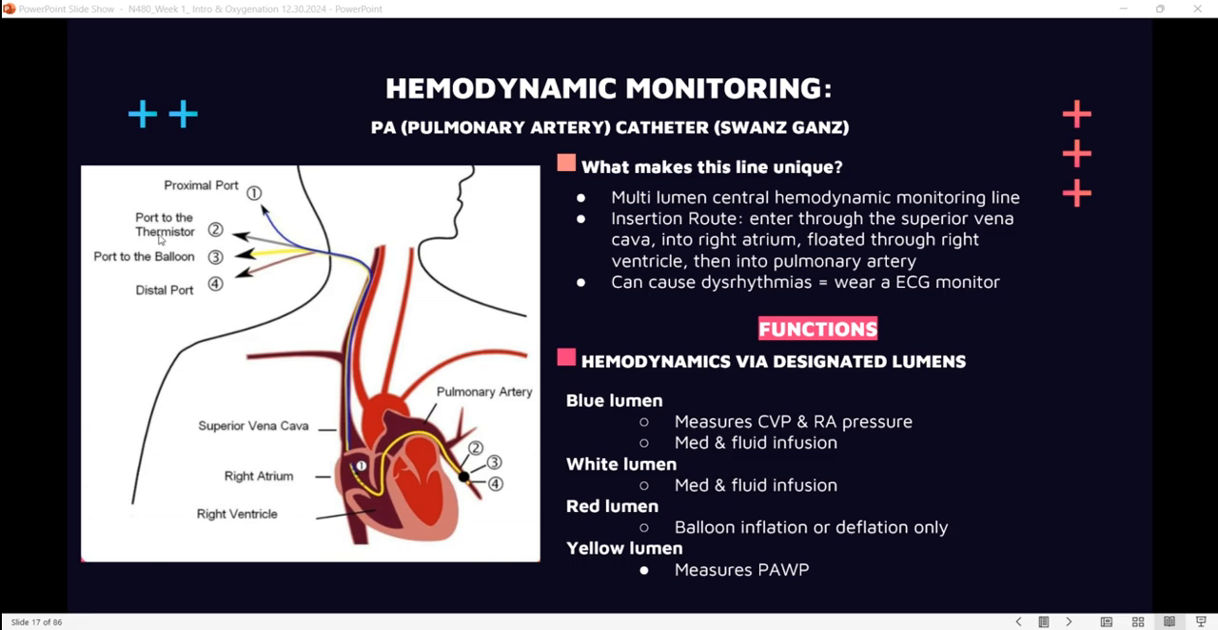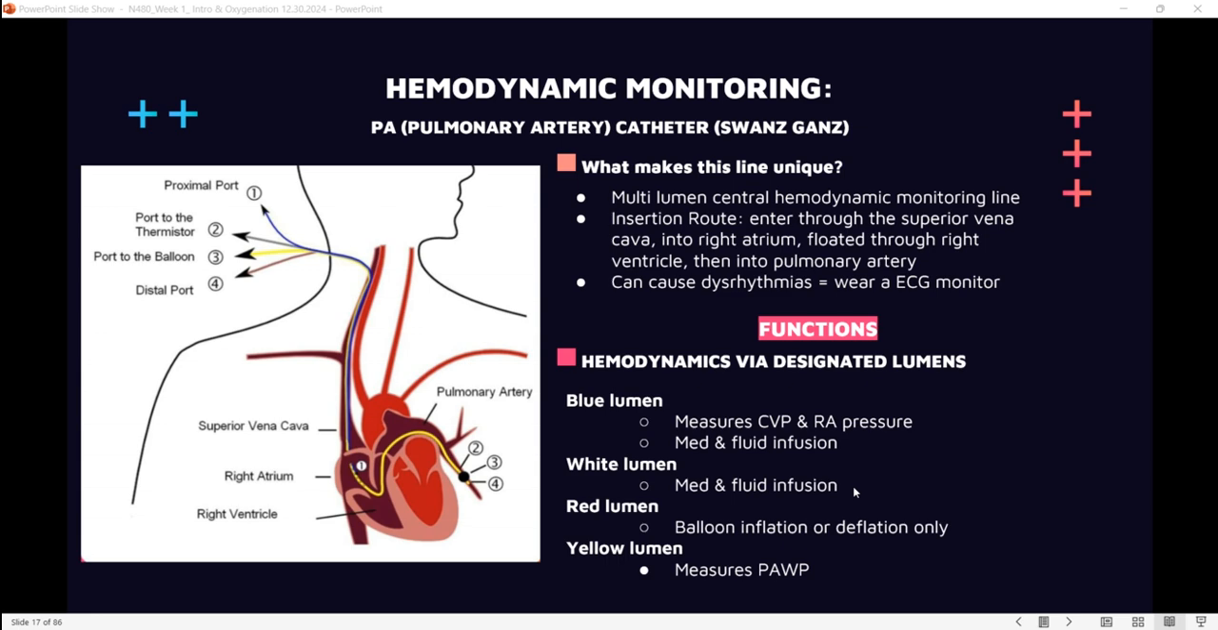Our second lumen is going to be our white lumen or white port. Our white port is only used to give medications and fluids. We like to use this port if we need to give a large volume of fluid at one time. So this might be the port that we use for a patient who needs a few boluses. If we need to give a couple liters of fluid over a short amount of time, the white lumen is going to be preferred.